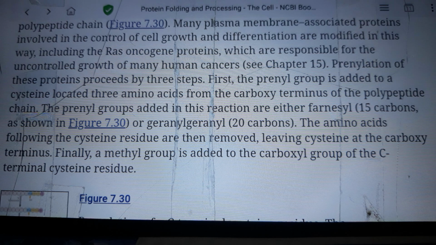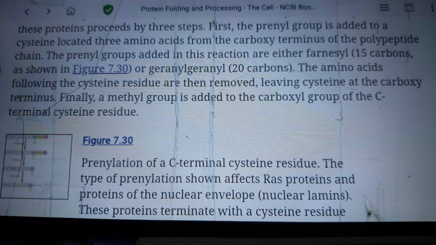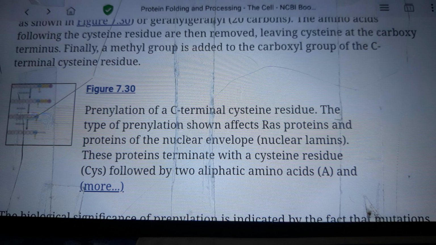Prenylation of these proteins proceeds in 3 steps. First, the prenyl group is added to a cysteine located 3 amino acids from the carboxy terminus of the polypeptide chain. The prenyl groups added in this reaction are either farnesyl, 15 carbons, as shown in figure 7.3, or geranyl, 20 carbons. The amino acids following the cysteine residue are then removed, leaving cysteine at the carboxy terminus. Finally, a methyl group is added to the carboxyl group of the C-terminal cysteine residue.